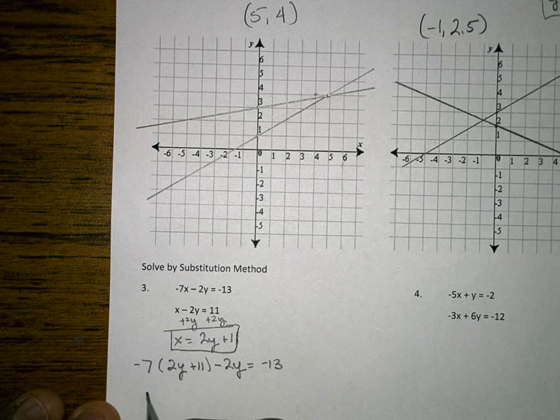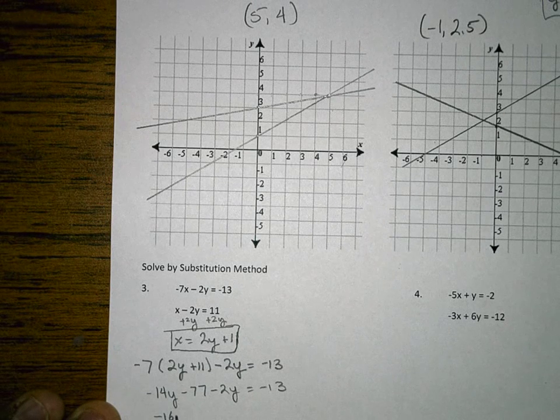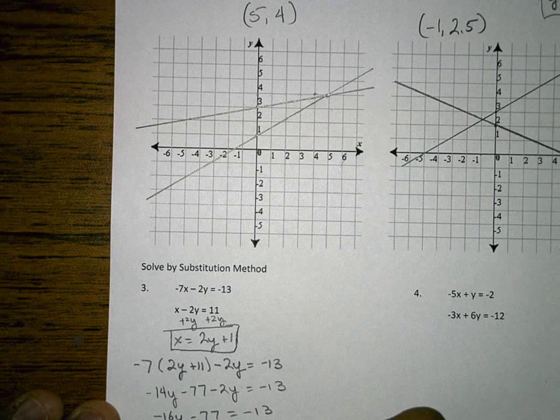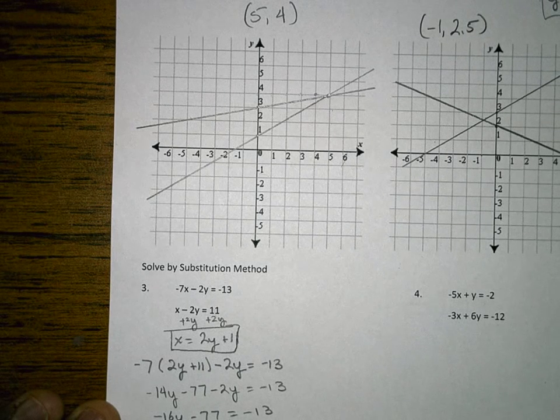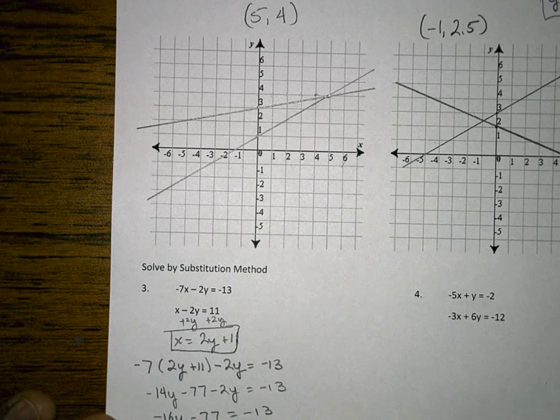And then I get negative 14y minus 77 minus 2y equals negative 13. Negative 16y minus 77 equals negative 13. I'm going to add a 77 to both sides. Then I get negative 16y equals 64, divided by negative 16. y equals negative 4.